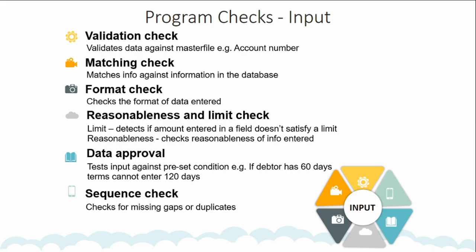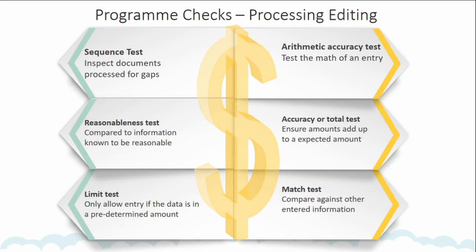Sequence checks, that is where you are entering multiple things at once and the system will not allow you to skip over given numbers or given sequences. For example, if you're entering different invoices, the system will not allow you to enter one invoice twice, and the system will not allow you to miss specific invoices. That is sequence checks. These are different types of checks that are put in place when someone is entering information into the system. Now let's move on to process checks.